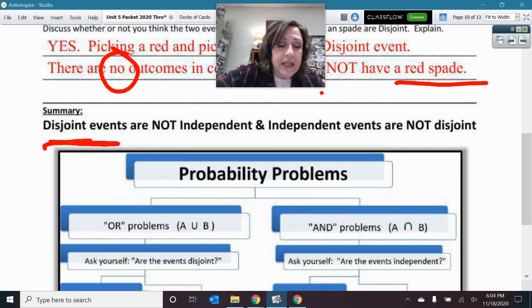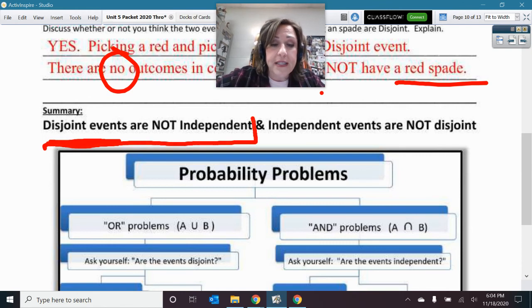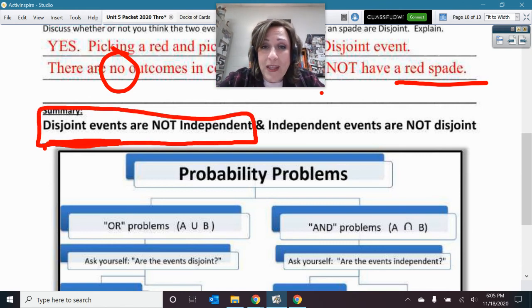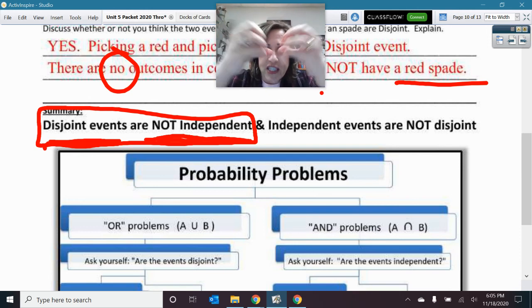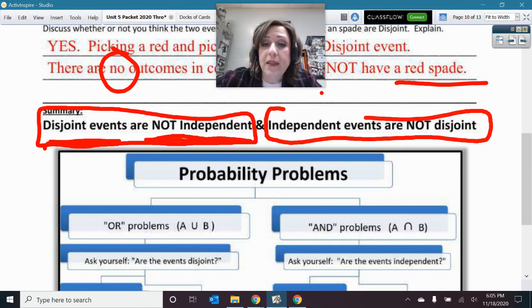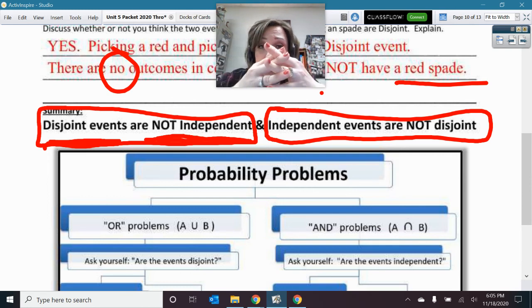So disjoint events, like the one we just had, the red and the spades, are not independent. Because the fact that you are one thing changes the probability of the other, so it's not independent. Disjoint events are not independent because the fact that you are one thing would change the probability to 0. Now, if they are independent, then the fact that you are one thing does not change the rate. Well, then that means those two things can happen at the same time. So they are not disjoint.